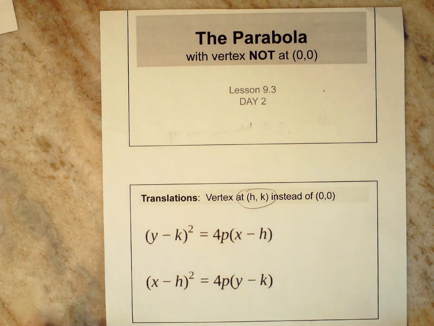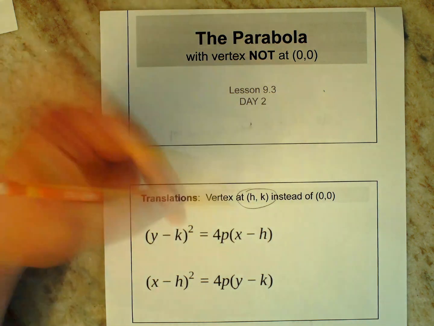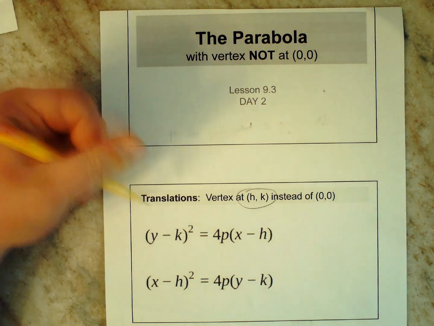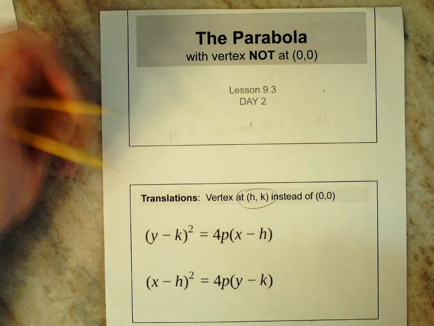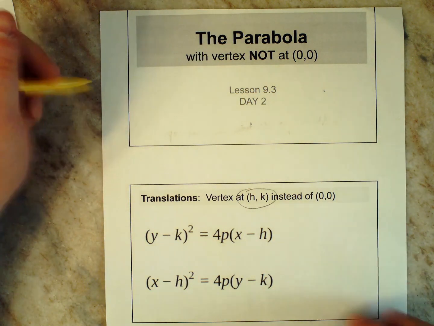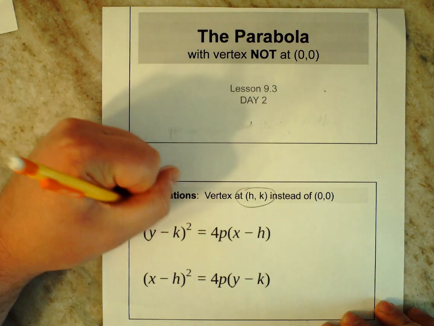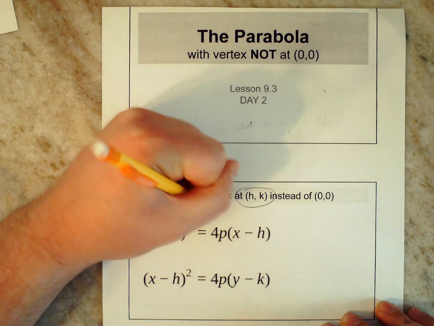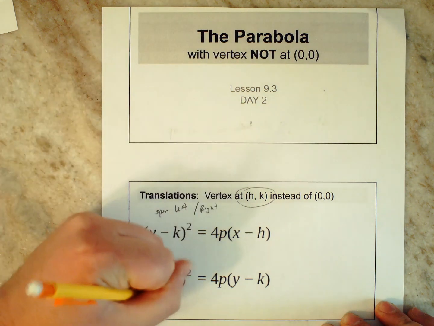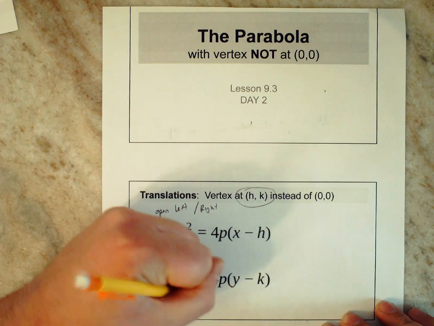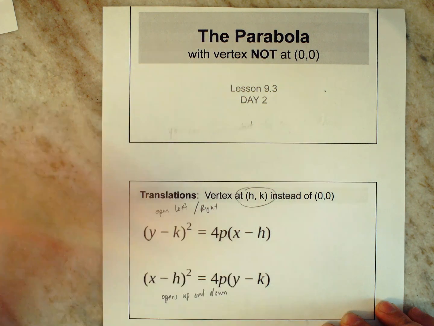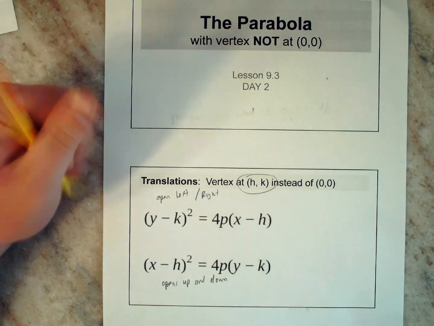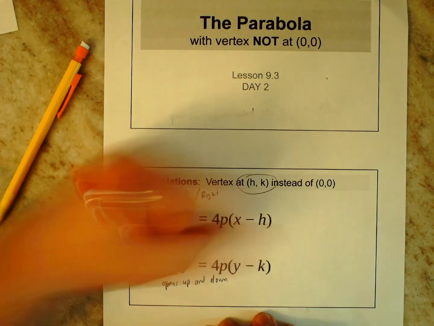So basically for today, we're doing the same thing, but with a vertex at (h, k) instead of (0, 0). Now, keep in mind, we have our 2 different setups. And again, I know I just made that big correction. So again, when it's y squared, it opens left and right. When it's x squared, it opens up and down.